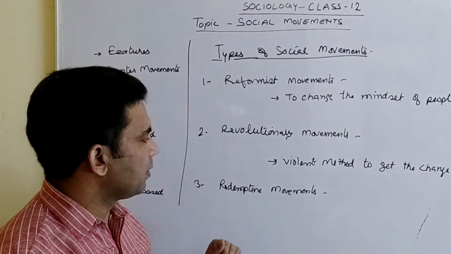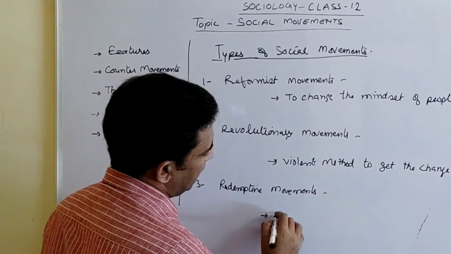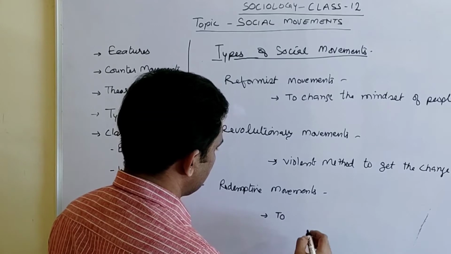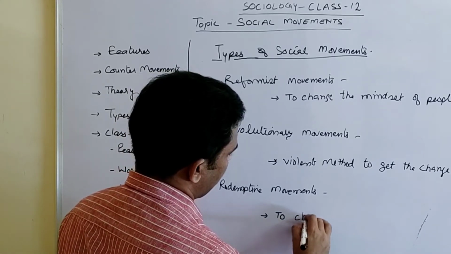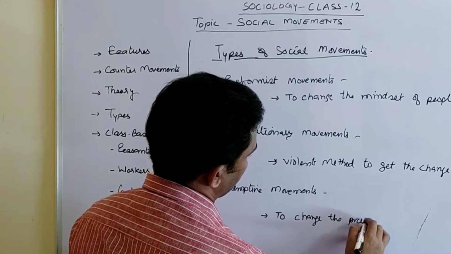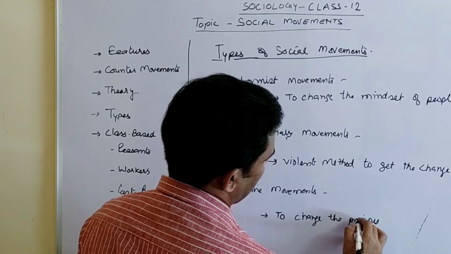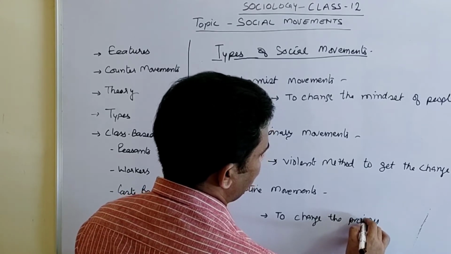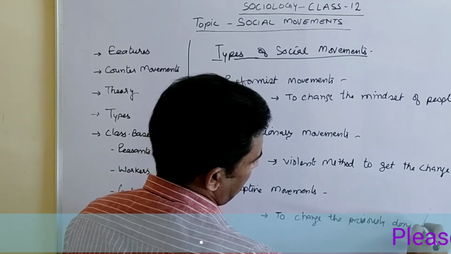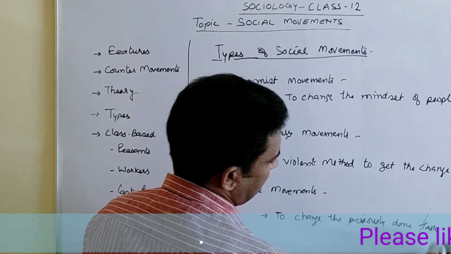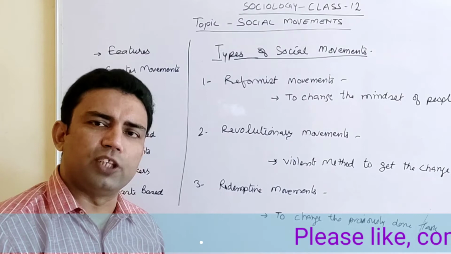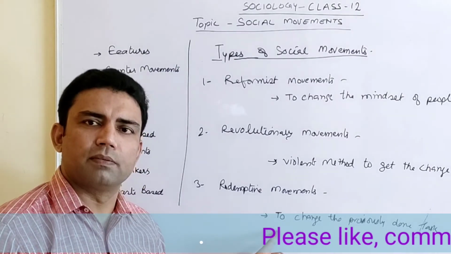The third one is the redemptive movement. These are basically movements which are done to change the previously done work, the task, whatever is done. For example, any movement or anything which has been done in the past and we want to change it, that is called a redemptive movement.